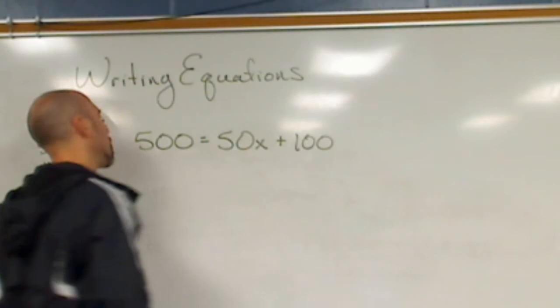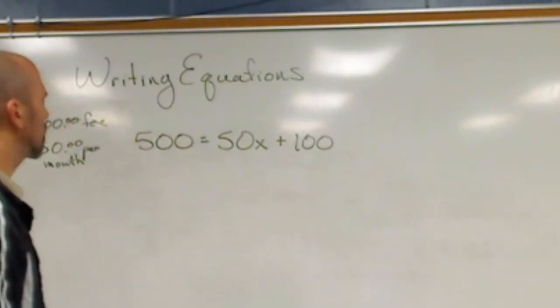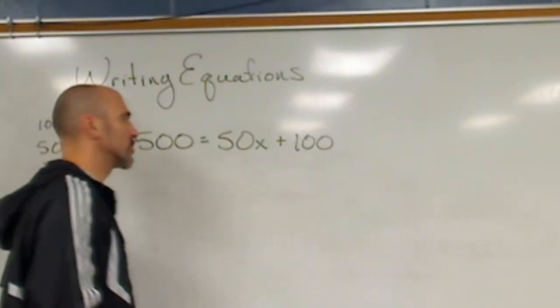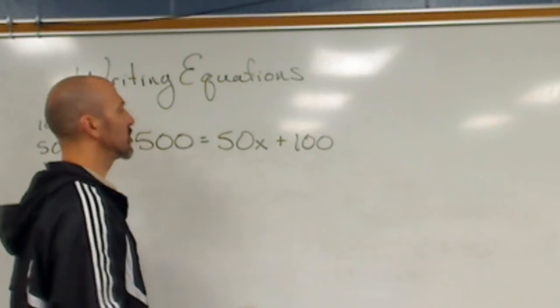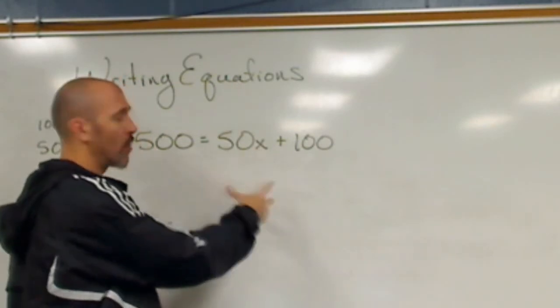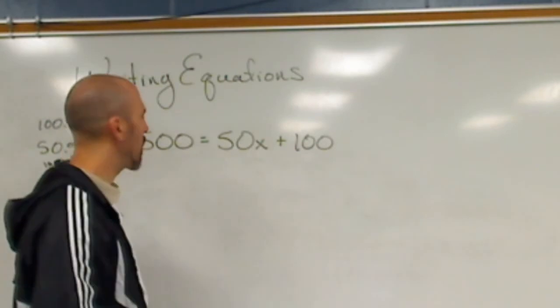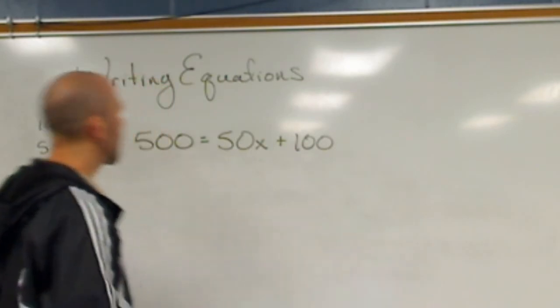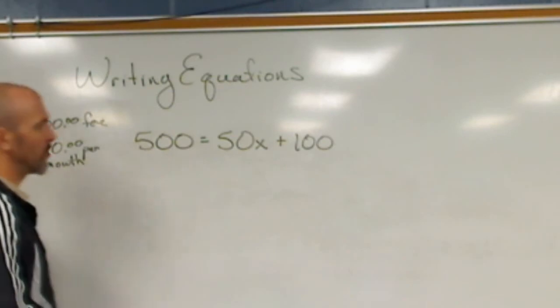Okay. Then our question would probably end with something like, if you spent $500, or how many months would it take for you to spend $500 with this plan? How many months, X? So we'd have to solve for X, and then we'd figure out how many months we had this plan to the point where we spent $500.